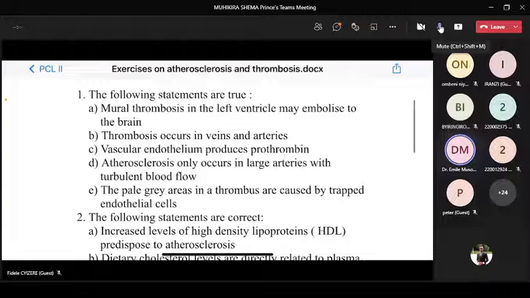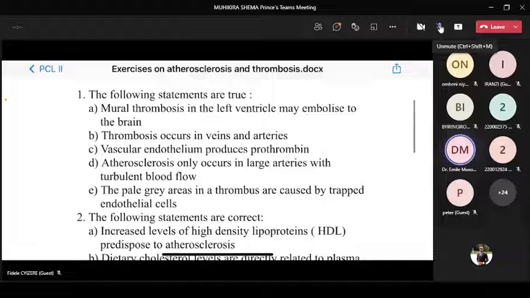Yes, it is true, because mural thrombosis in the left ventricle will migrate to the brain via the carotid artery. The brain is the main site of those emboli. They can also go to the liver, the intestine, and the kidney. So the answer is true.